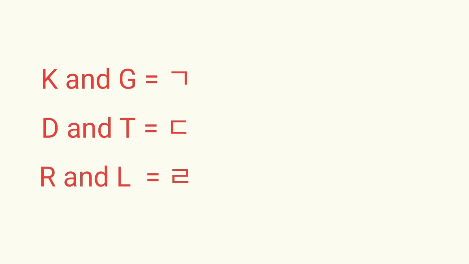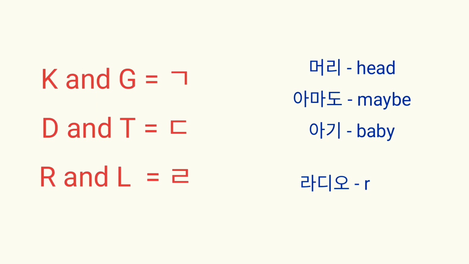You have to remember that the following letters have two sounds. For example, the first letter G has the second sound K. And you have to know that G is used only between two vowels. And in other situations, you have to use the letter K. And it works the same way with the letters D and L, or T and R.